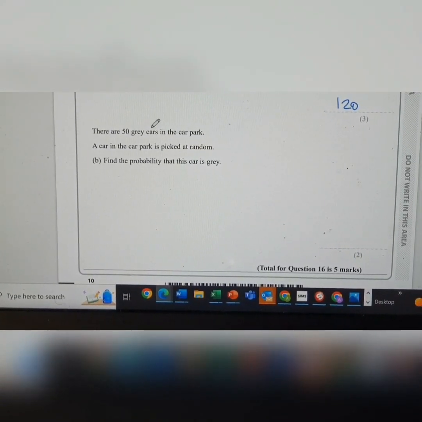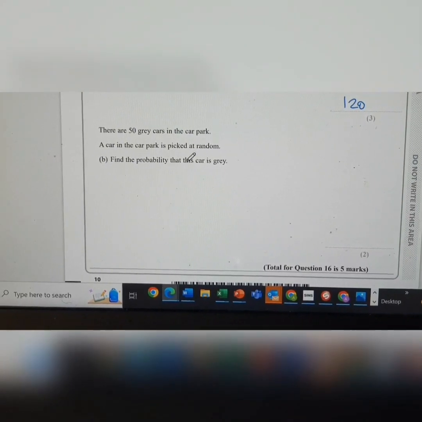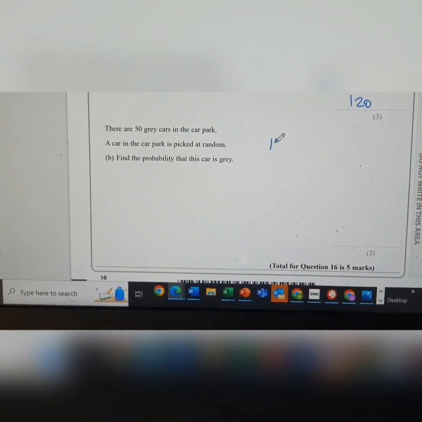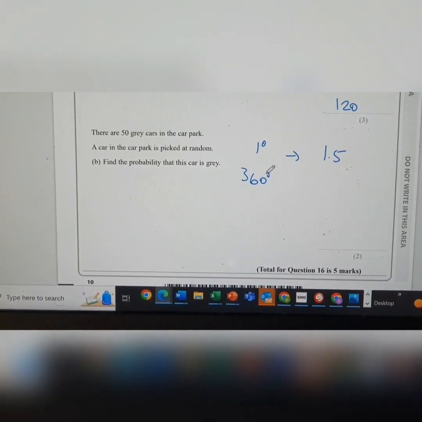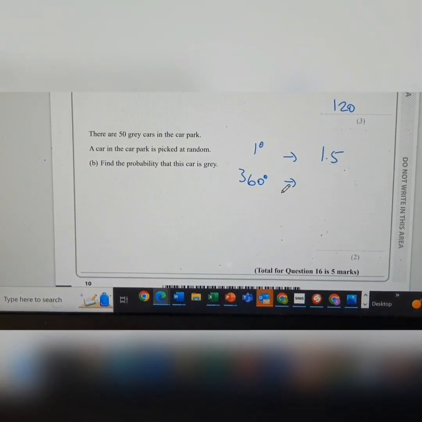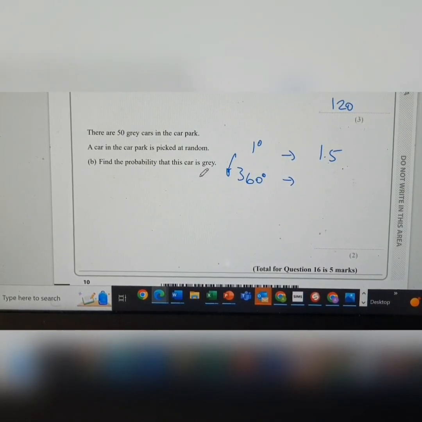There are 50 grey cars in the car park. A car in the car park is picked at random. Find the probability that this car is grey. So 1 degree, remember, represents 1.5. So 360 degrees is everything in the car park. You would need to do 1.5 multiplied by 360 degrees.